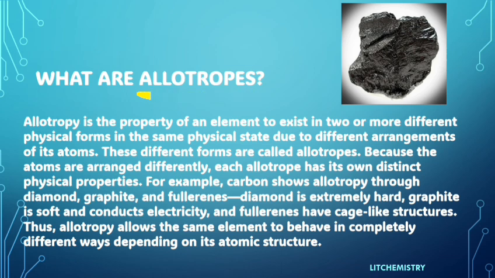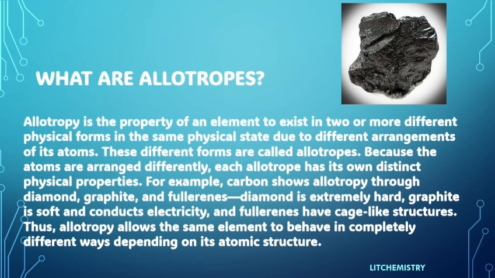Allotropy means an element can exist in more than one physical form in the same state. These different forms happen because the atoms are arranged in a different pattern. For example, think of Lego blocks. If I arrange the same pieces in one way, I can make a house. If I arrange them differently, I can make a car. Same pieces, different structures, different results.